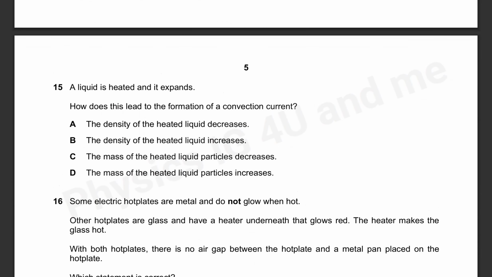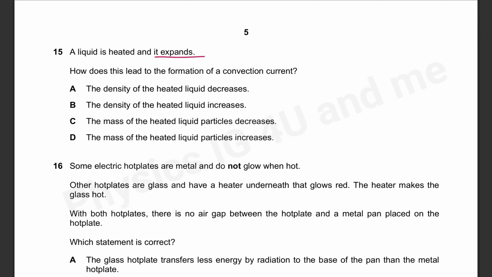Question 15. A liquid is heated and it expands. How does this lead to the formation of a convection current? Let's remember, hot particles go up, cool particles go down, right? So in A, they say the density of the heated liquid decreases. The density of the heated liquid decreases, correct, because the volume will increase, so the density will decrease. Let's read B, the density of the heated liquid increases. No. The mass of the heated, no, the mass doesn't change. So it's option A.